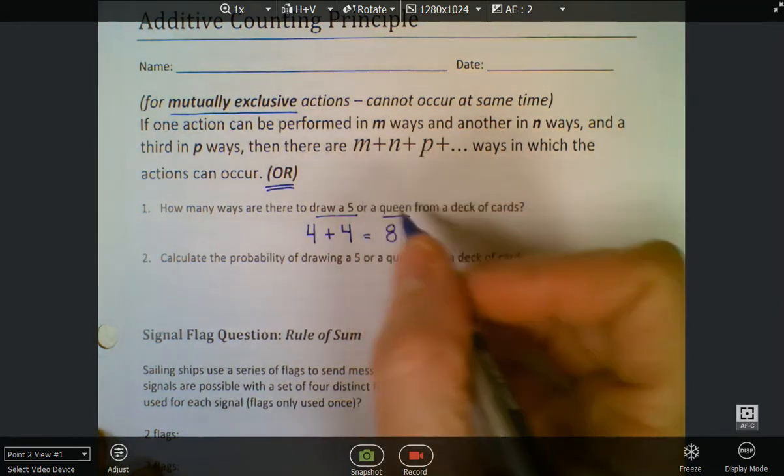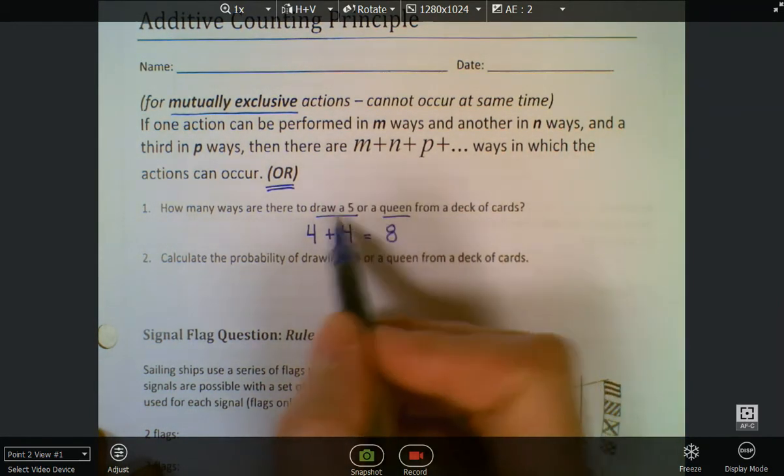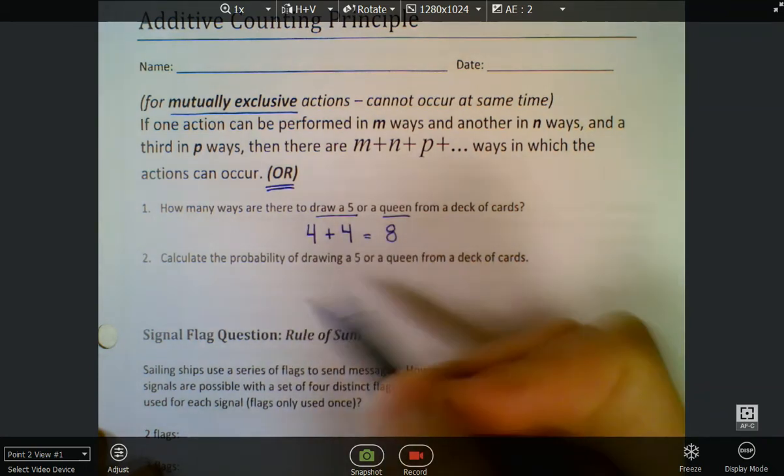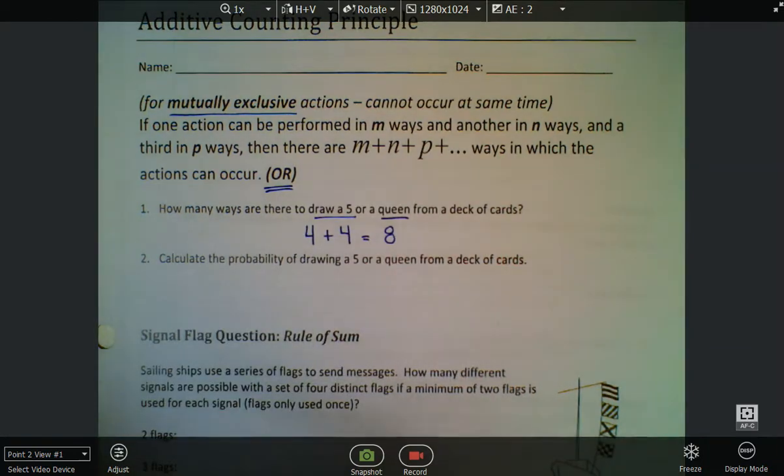Alright? And why is it addition? Well, we can draw a 5 or a queen. So there's 8 possible ways of doing this. You would have already figured this out. Rather than calling it the rule of sum or the additive counting principle, you would have just said, well, there's 4 5s and there's 4 queens, so there's 8 possible ways of doing that from a deck of 52.